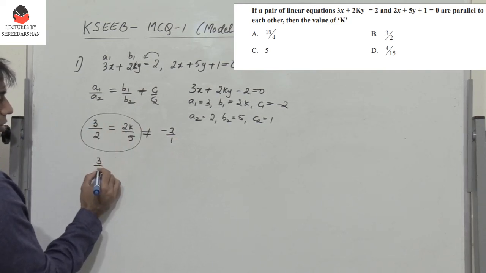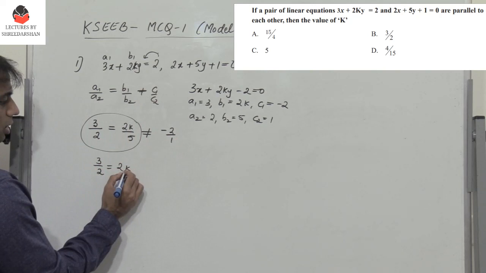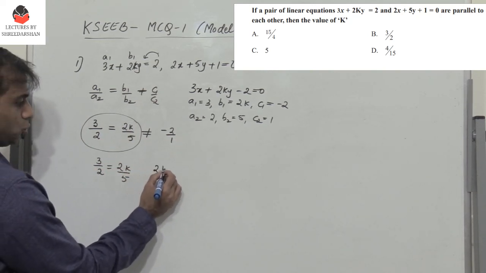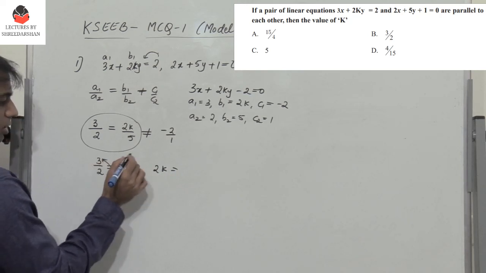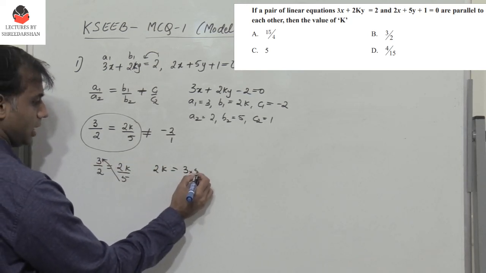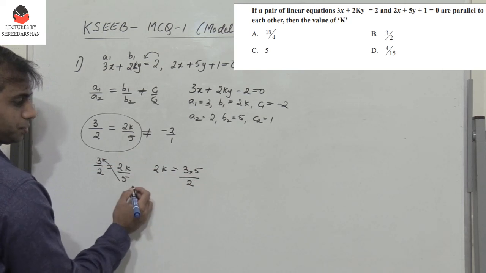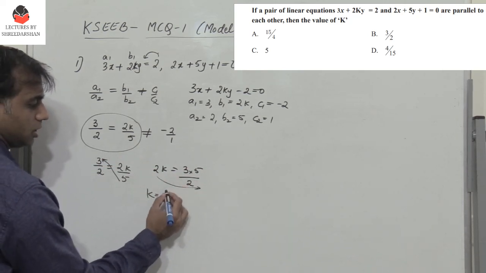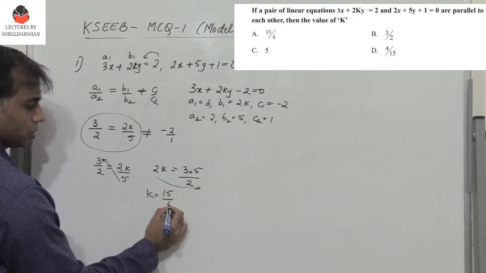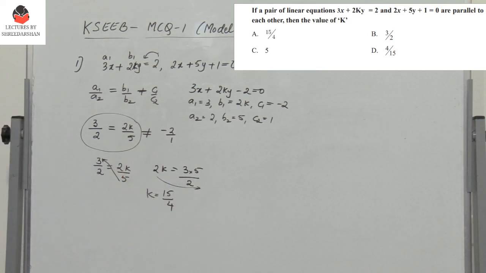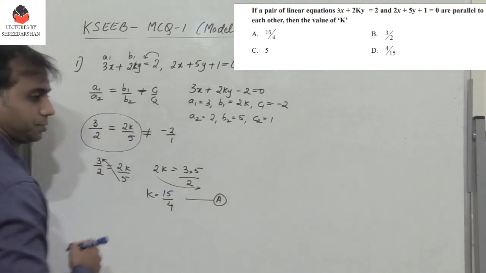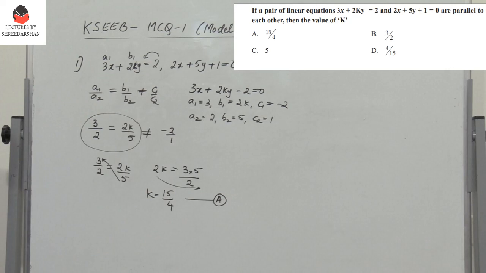So I equate 3 by 2 equals 2k by 5. Therefore I have 2k equals, so 5 will go to the numerator here, 3 into 5 by 2. I bring this 2 to the denominator. So k equals 3 into 5 is 15, 2 into 2 is 4. So you have 15 by 4. This is the right answer. If you observe, this is option A. So let's move on with the next question.